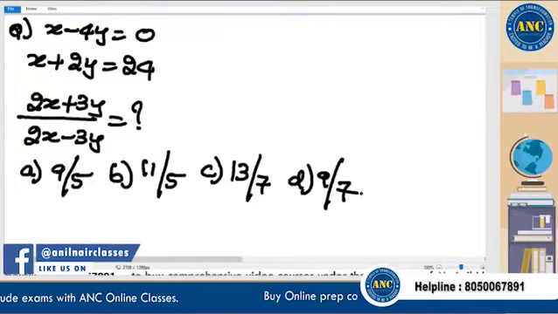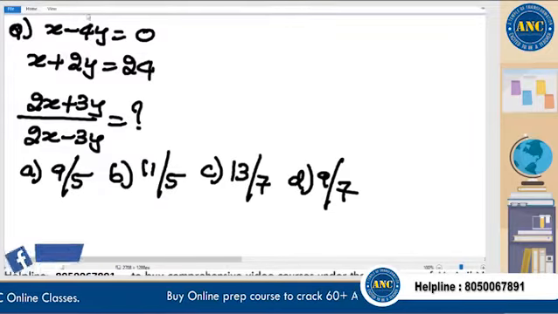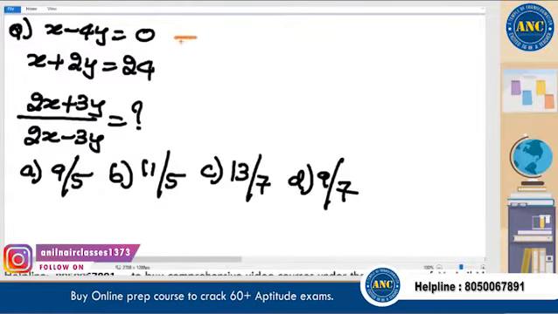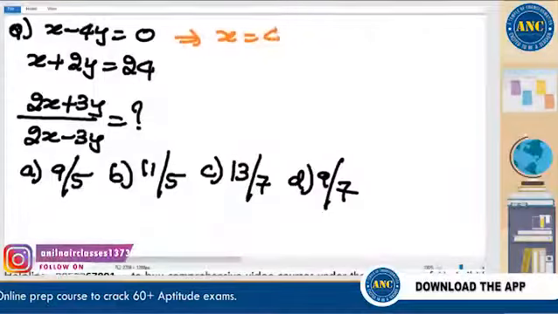x minus 4y is 0. It is very simple. First equation, x is equivalent to 4y.